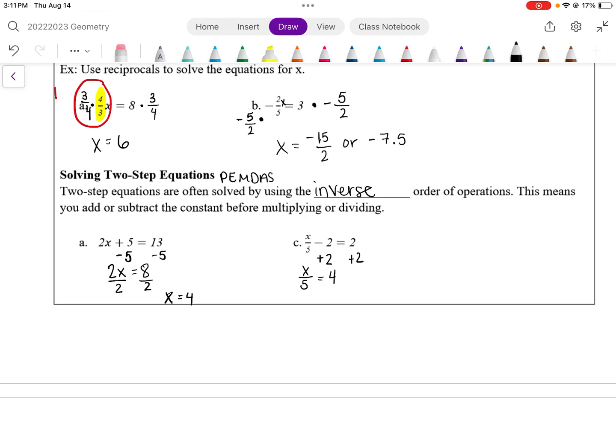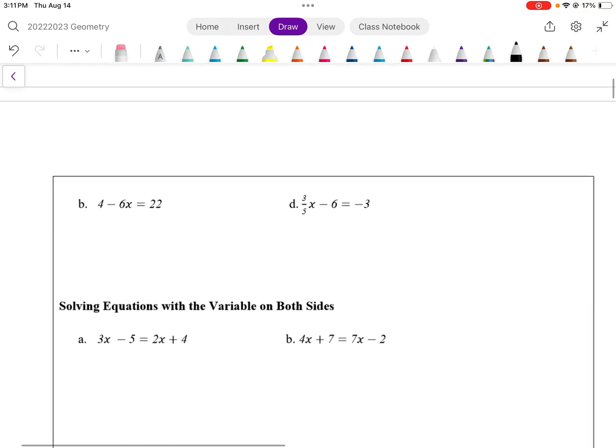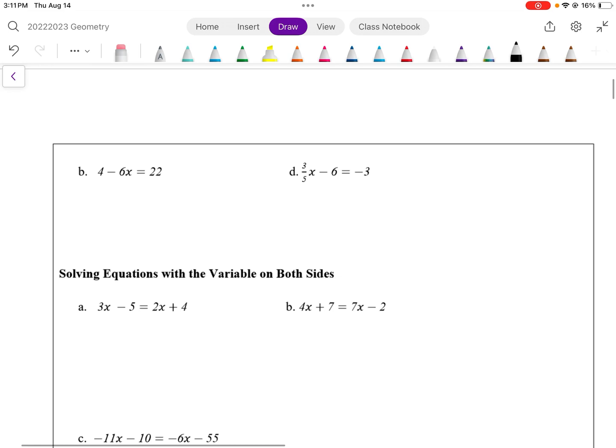Okay, now to get rid of my division, I do the opposite. The opposite of division is to multiply. So I multiply by 5 to get rid of it, times 5. X equals 20. There you go. All right.